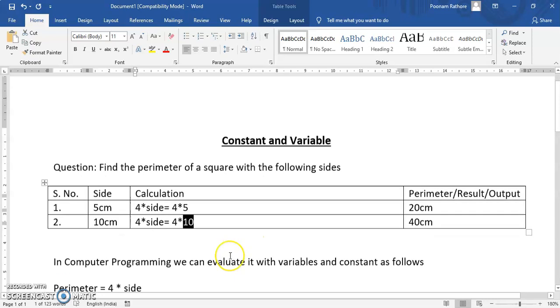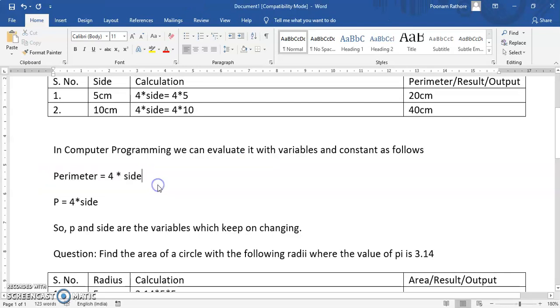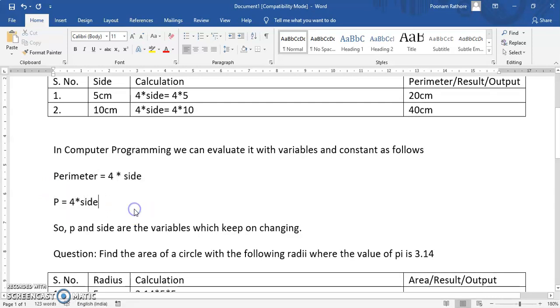Let's clarify this more. Now in computer programming, we use the constant and variable as I told you before. So in maths, we write the formula like this: perimeter is equal to 4 multiplied by side. But in computer, we will write it like this: P equals 4 into side.